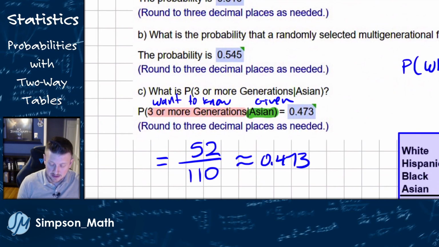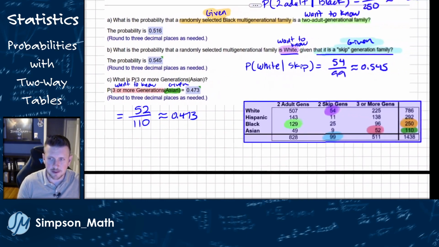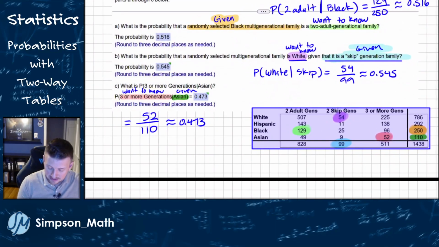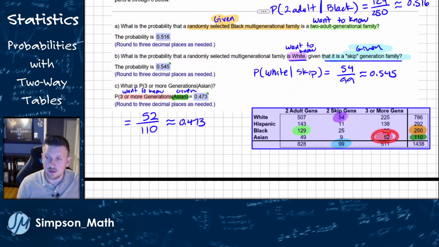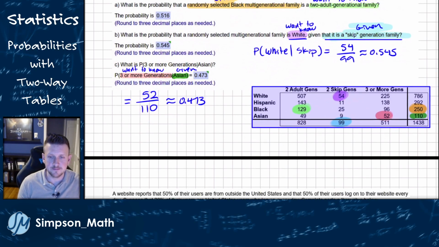So what's the probability that we get a 3 or more generation given the fact that they're Asian? All right, that they're an Asian family. So on here, again, the Asian is my given information. I want to know this 3 or more. The given is my denominator, that 110, and I want to find out the likelihood that I get the 3 or more. So again, my bag is made up of this rectangle right here. There's 110 total, and I want that 52. So 52 out of 110 is 0.473.